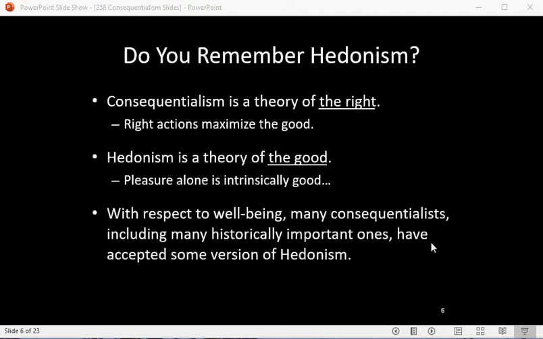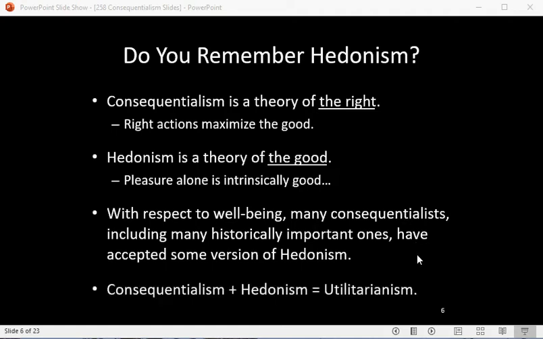So when it comes to well-being, many consequentialists, including important ones in the history of philosophy, have also been hedonists. They've accepted some version of hedonism, and you might remember John Stuart Mill, whom we talked about. So if you take consequentialism and you add hedonism to it, you get a version of consequentialism that's known as utilitarianism. Some of you might have heard that term before.